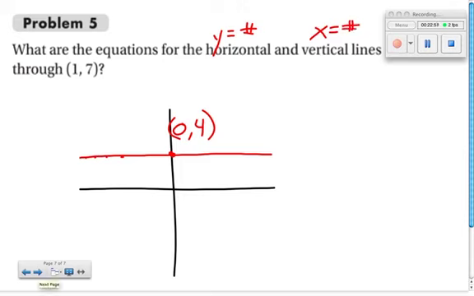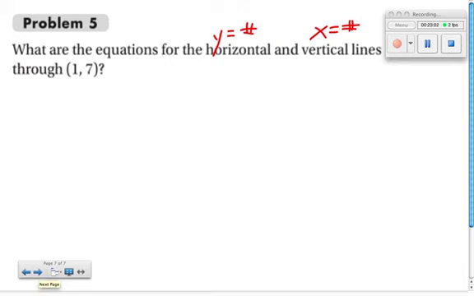And now in that context, looking at the point (1, 7), I hope that you'd identify which number will go to which variable to come up with which equation. So my horizontal line will be what variable equals what number, Issa? X equals 1. Horizontal line will have the equation y equals 7.